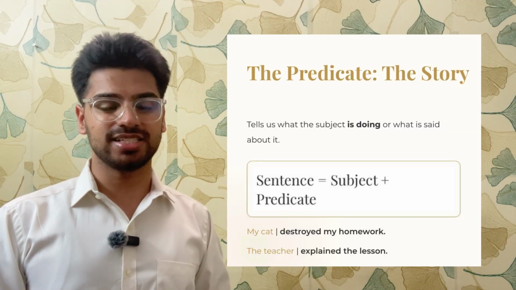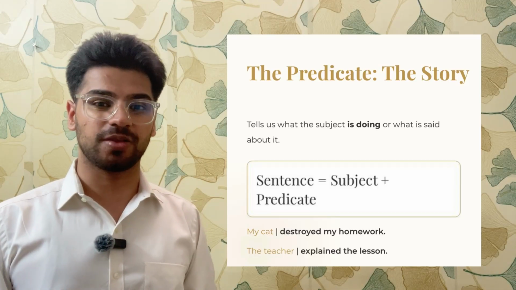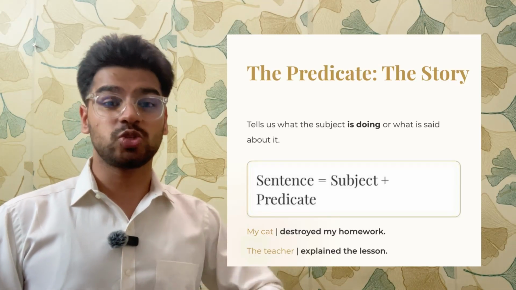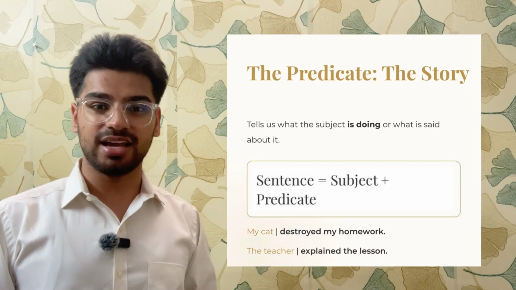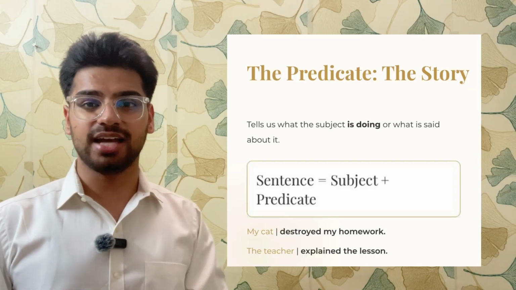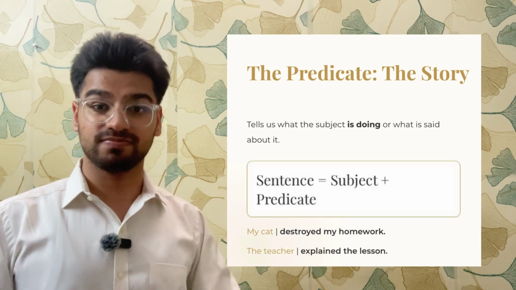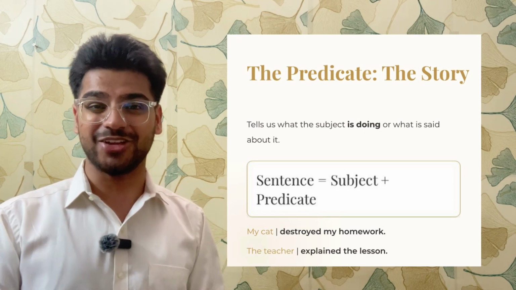Every complete sentence generally has both. Let's take a funny example. My cat destroyed my homework. Here, the subject is my cat and the predicate is destroyed my homework. It's a sentence frequently used by creative students.